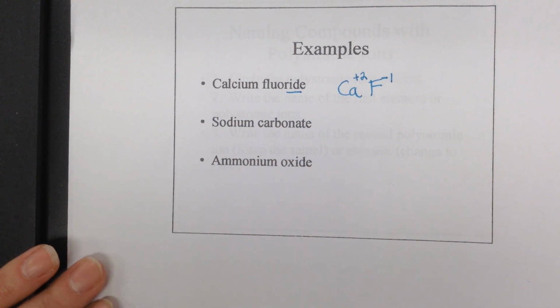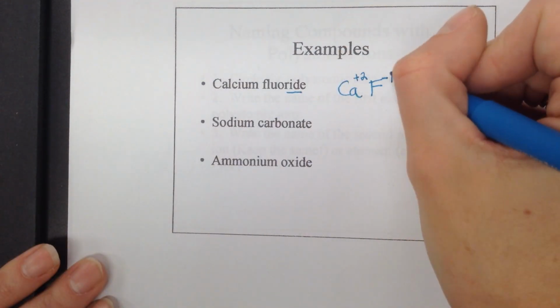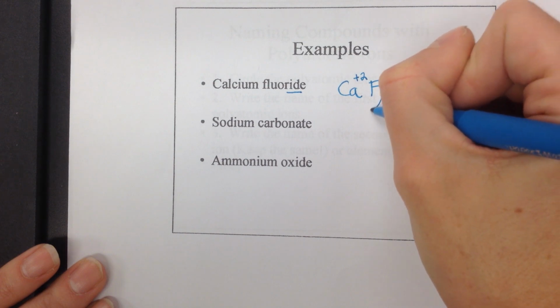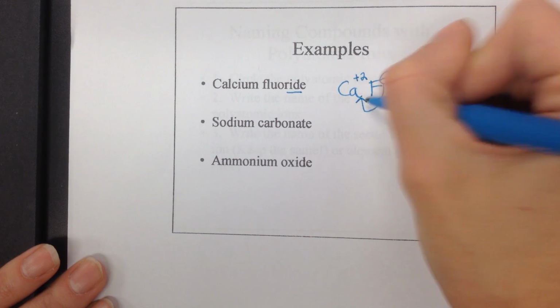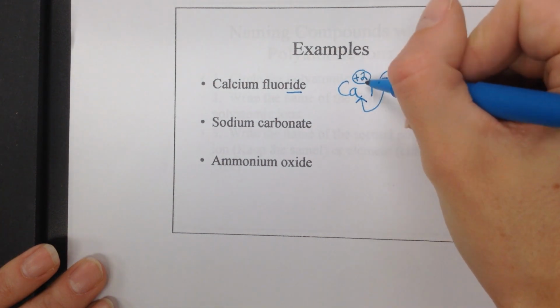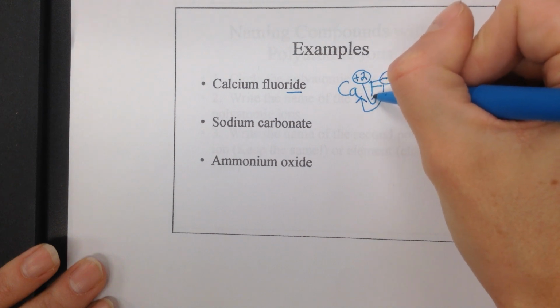Now, to get our actual formula, we call it the crisscross method. You're going to swap the charges. You're going to flip-flop them and give it to the other guy. We're going to write it as a subscript and drop the sign. So what's going to happen here is this -1 is going to go to calcium, and we're going to put it right there. And this +2 is going to go to fluorine, and we're going to put it right there.